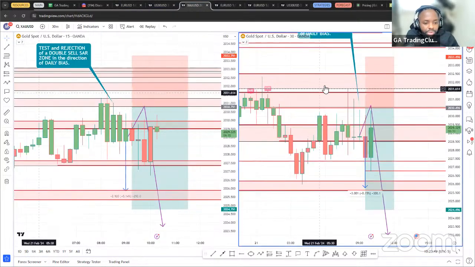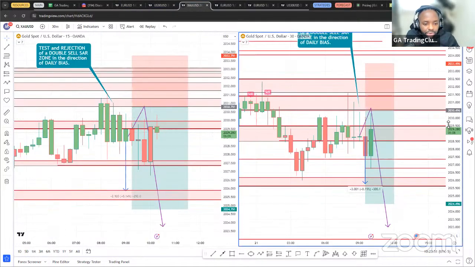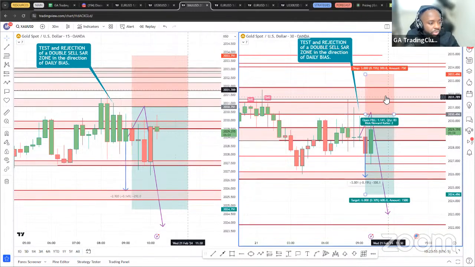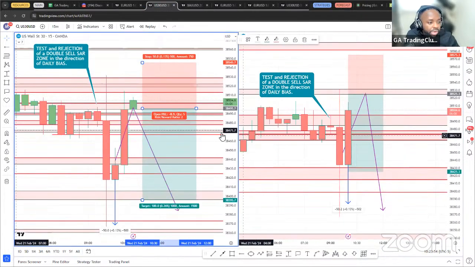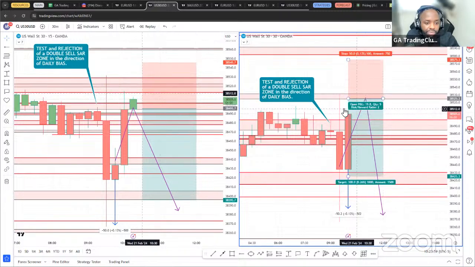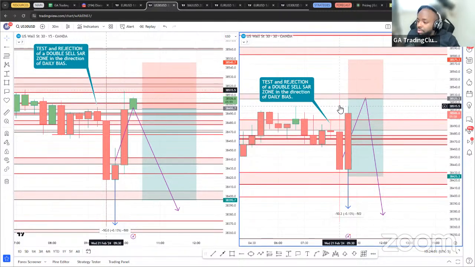So I think I'll probably take the gold trade. Either this gold trade and the US 30 trade, those will probably be my two trades of the day. But let me see. Hopefully, we can get filled into this trade before I call it a day on the live session.